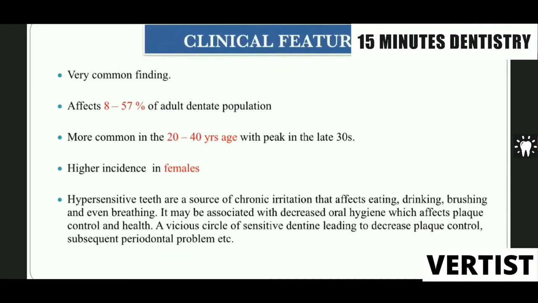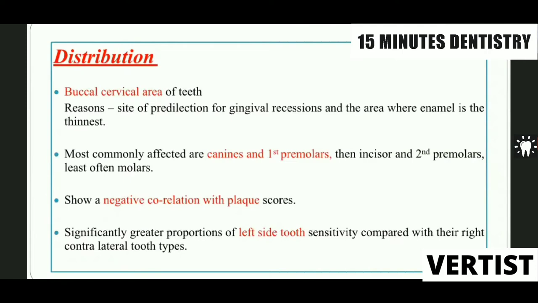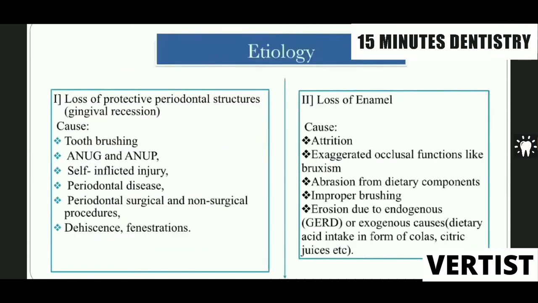The clinical features: it commonly affects adults, more common between 20 and 40 years of age, with a higher incidence in females. Hypersensitive teeth are a source of chronic irritation that affects eating and can become very sensitive even when you are breathing, giving a lot of discomfort, a very vicious cycle. You will see it mostly in the buccal cervical area. The common sites of predilection are in all these areas, and it does not have a correlation with plaque, but nevertheless it is not good to have plaque either.